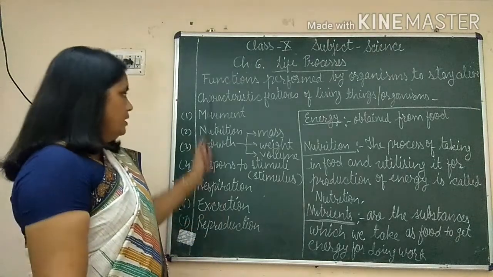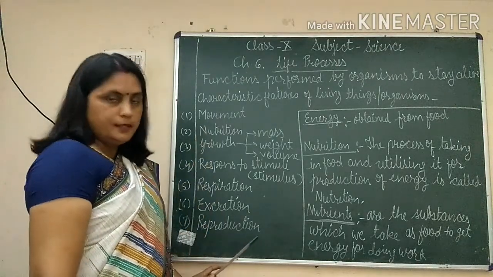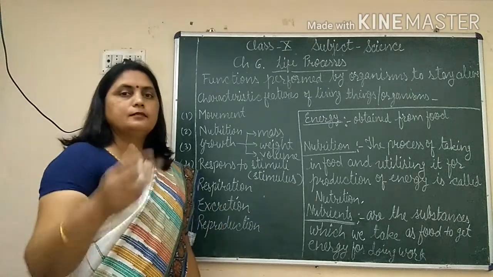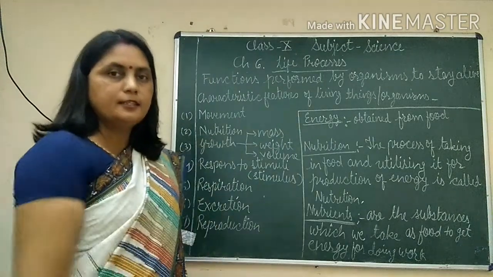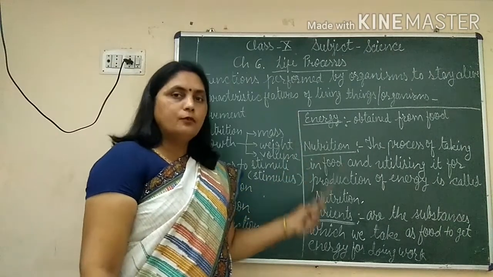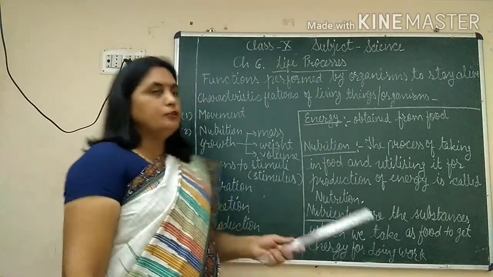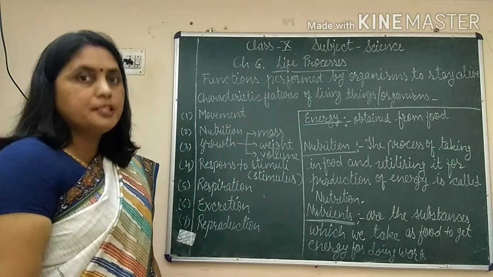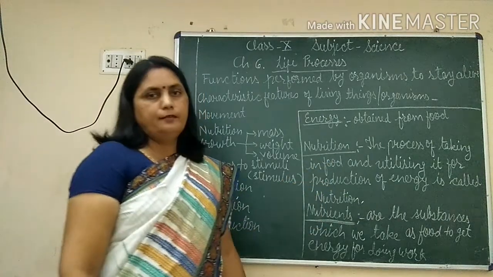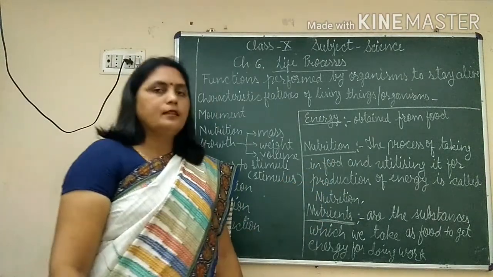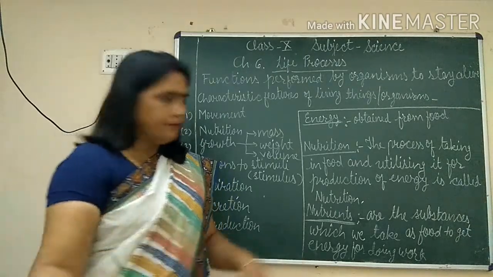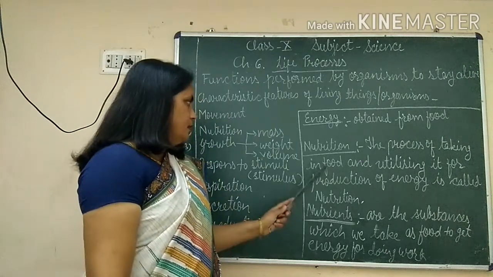Now, these various functions are performed by living things, and in between many times I have used the word energy. Energy is released. So this energy is required for every organism to perform these functions which keep them alive. And where does this energy come from? This energy is obtained from food. Food is obtained by various organisms in various ways that we will discuss after a short while.